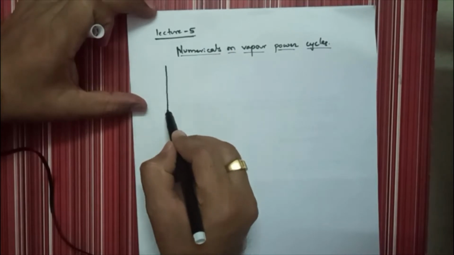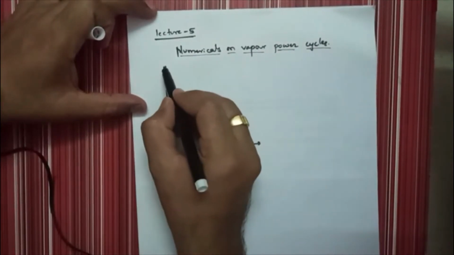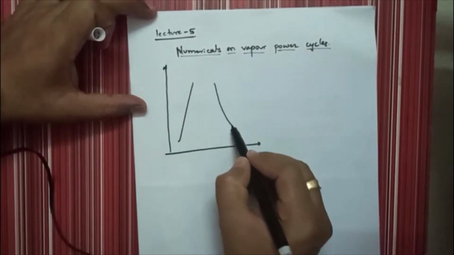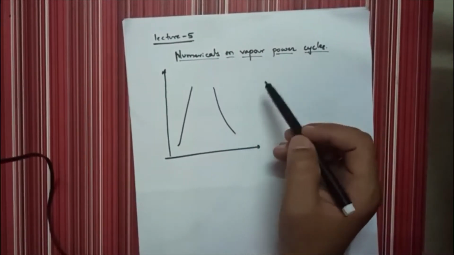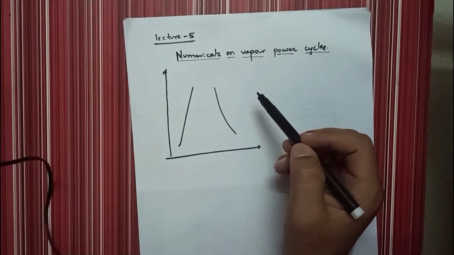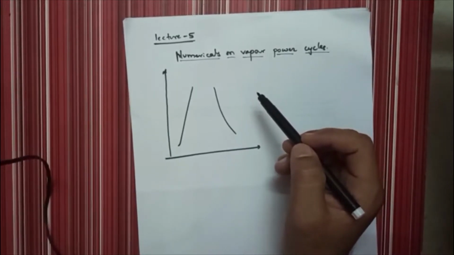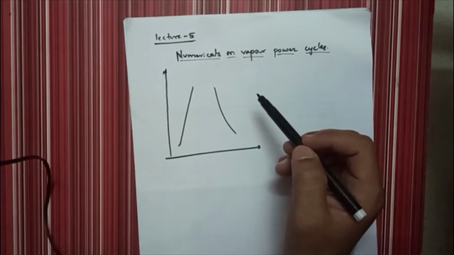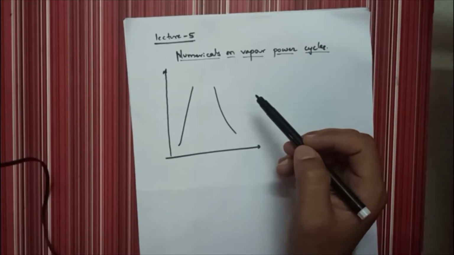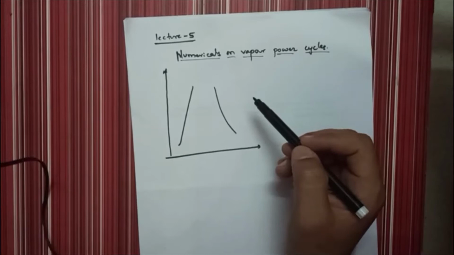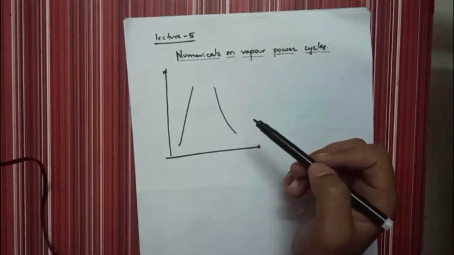This is a Rankine cycle, and dear students, these numericals on vapor power cycles will be solved using the thermodynamic data handbook. We need some properties of steam at desired pressure and temperature. So in the university exams, the thermodynamic data handbook, or you can also use the steam tables, will be provided in the exam hall, or the data related to the numericals will be given in the question paper.